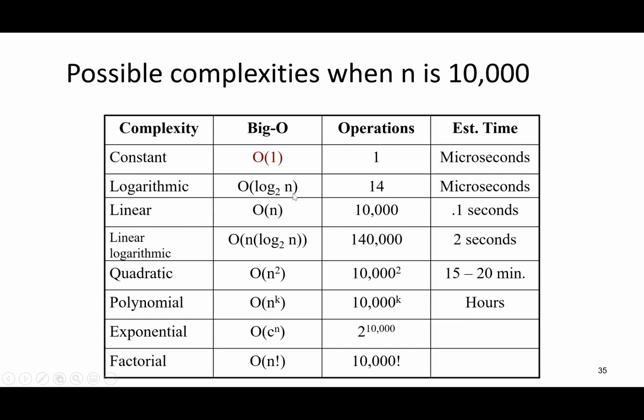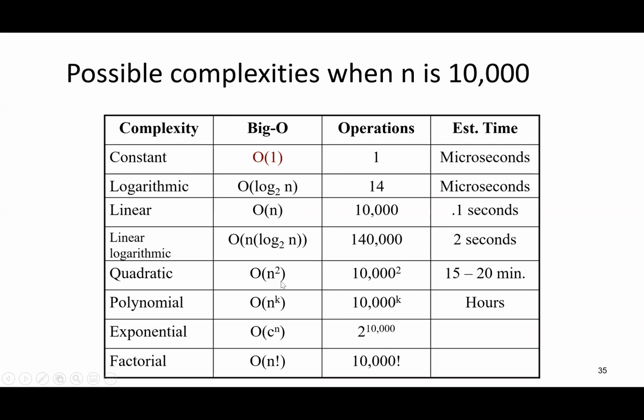If what you get is log 2n, then you just take log 2 of 10,000, you should get around 14. This is logarithmic. Your complexity is logarithmic. It's also quite fast. If you have order of n, then the number of operations, of course, is 10,000, right? It's linear type. Then it's around 0.1 second. Then you also can have linear logarithmic, n multiplied by log 2n. So it's around 140,000, and the time is also around 15 seconds.